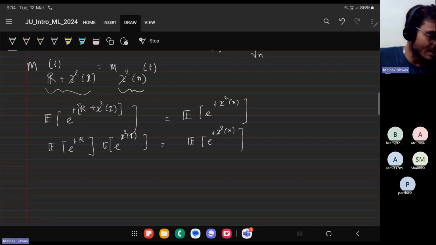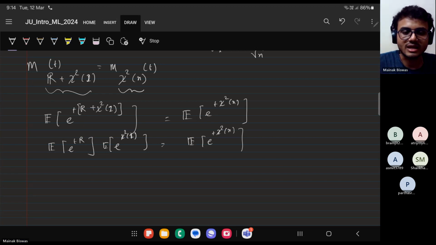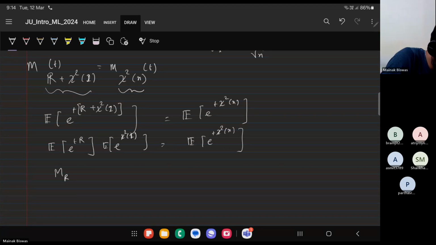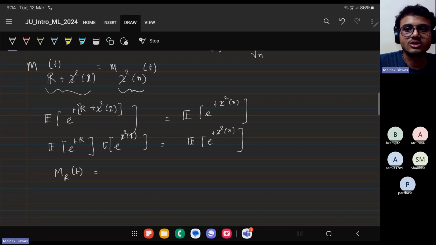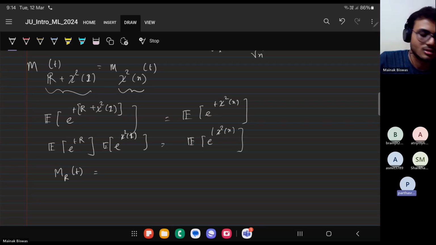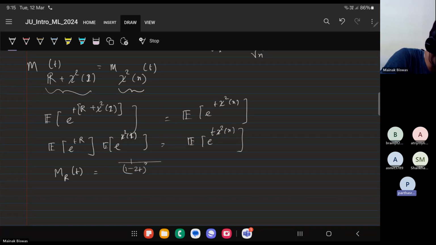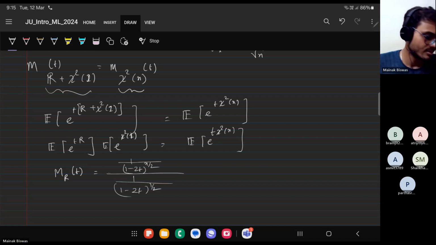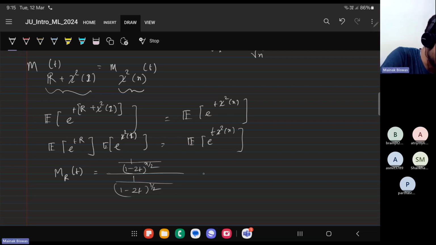What is the MGF we found for chi square 1 and chi square n respectively? What is the distribution we found for chi square n? Does anyone note things down or not? That is 1 by 1 minus 2t, whole to the power n by 2. And for chi square 1 this is 1 minus 2t to the power half, right? So this is 1 by 1 minus 2t to the power n minus 1 by 2.